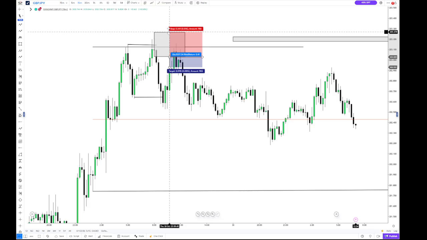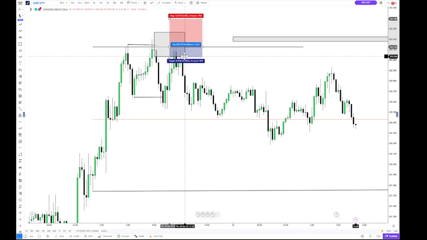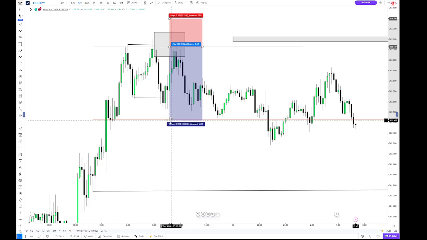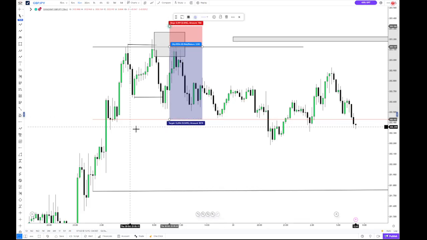Stop loss you place around that area, right? You took that sell from that area. Then where are you targeting? It's either you target the 50%, right? So it's up to you.